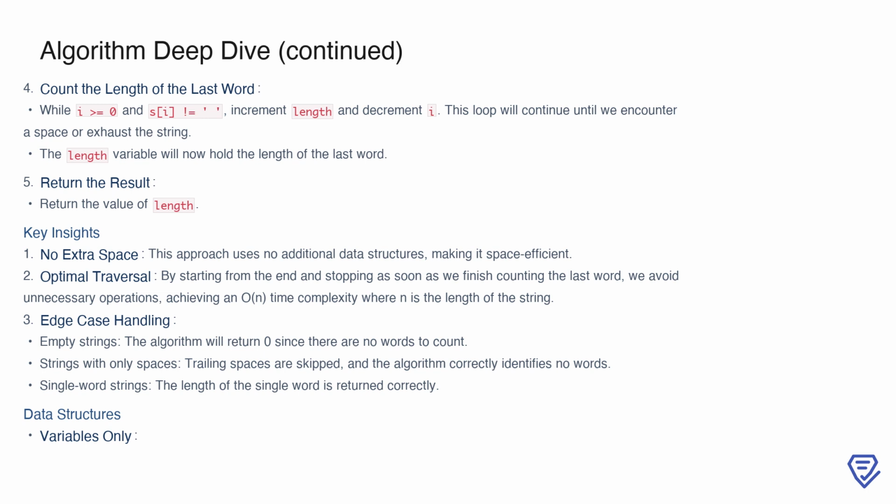Once trailing spaces have been skipped, the next step is to count the length of the last word. Starting from the current position of i, we enter a loop. As long as i is within bounds and s[i] is not a space, we increment the length variable and decrement i. This loop continues until we encounter a space or the start of the string. By the end of this step, the length variable contains the exact length of the last word. Finally, we return the value of length as the result.